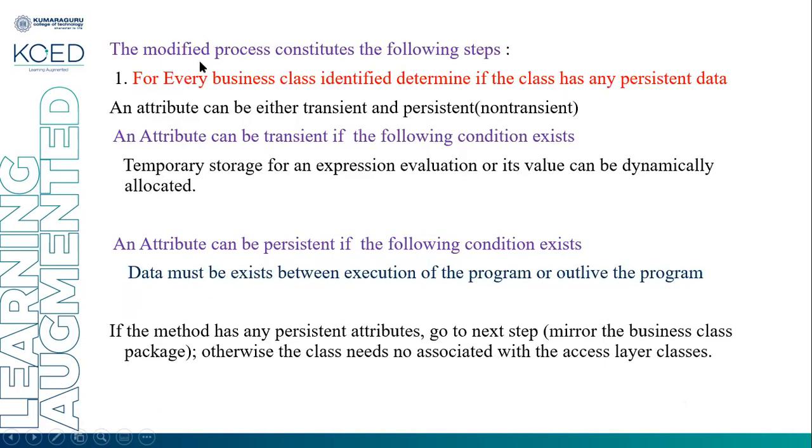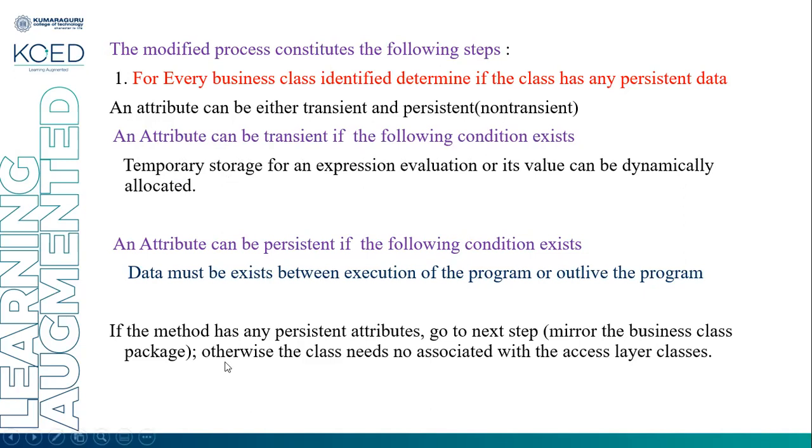The modified process consists of the following steps. For every business class identified, determine whether the class has any persistent data, meaning data which outlives the process which created it. An attribute can be either transient or persistent, that is, non-transient. An attribute can be transient if the following condition exists: it is temporary storage for an expression evaluation, or its value can be dynamically allocated. So the attribute is a temporary one.